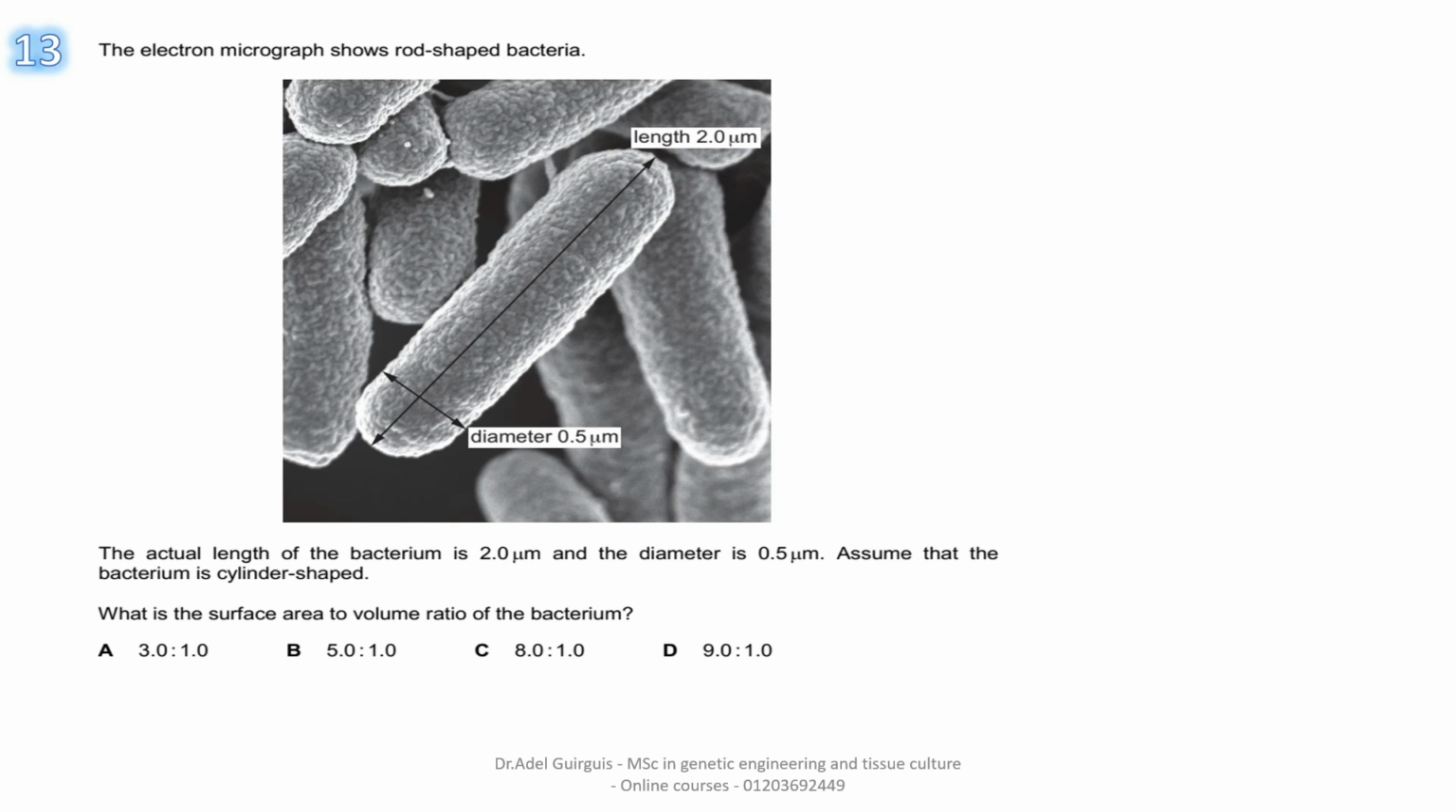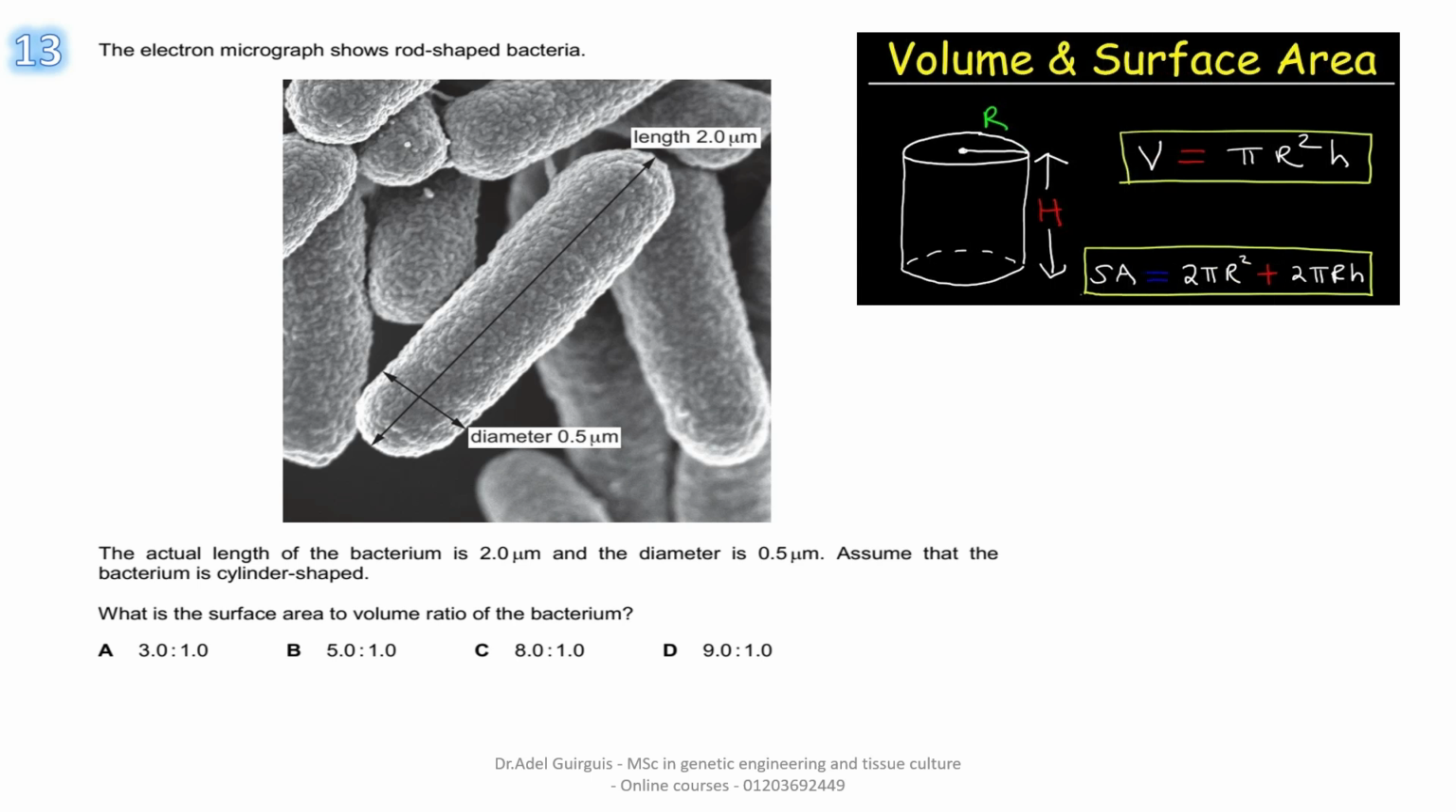Firstly, in this question, we need to deal with cylindrical shape, volume, and surface area. We use 2 formulae like this one. For surface area, we sum the surface area of the circle ends, 2 pi r squared, then we add 2 pi r h for the rest of the cylindrical shape. Now for the volume, pi r squared h.